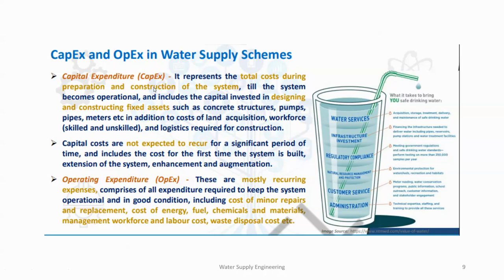Now, when we look into operating expenditure or OPEX, they are mostly recurring expenses. That is, for example, repair and maintenance cost, replacement cost, cost of energy, fuel, chemicals, materials. So, all these come under operating expenditure. That is, expenses incurred for operating that particular system. So this is a recurring expense, whereas the capital cost is not expected to recur.